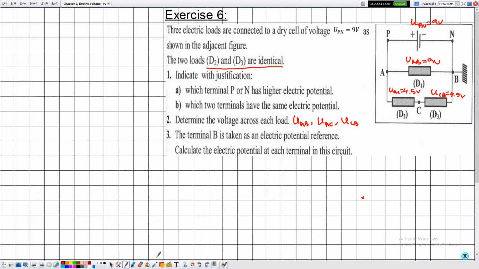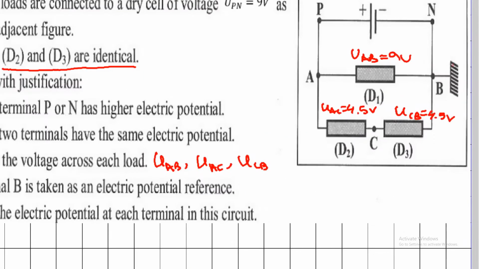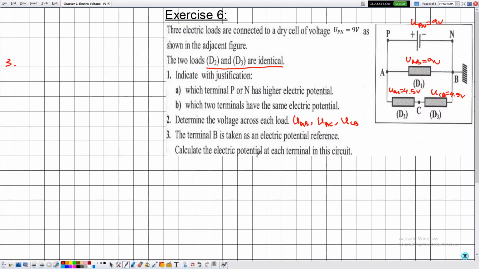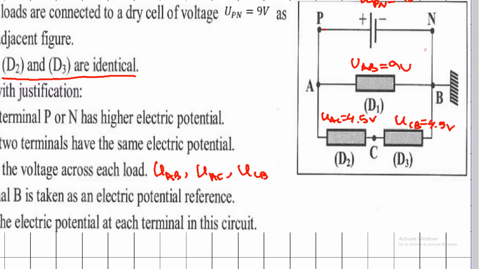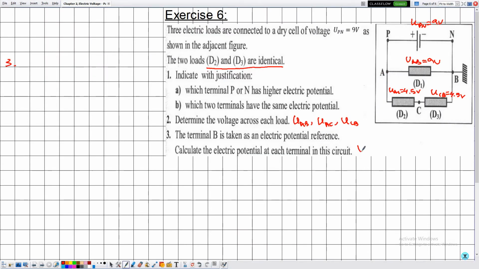Now in part 3 of this exercise, they are telling me the terminal B is taken as an electric potential reference. Calculate the electric potential at each terminal in this circuit. So what are the terminals of this circuit? They are the terminals B, C, A, P, and N. So simply we are interested in determining the electric potentials at the points B, C, A, P, and finally N.